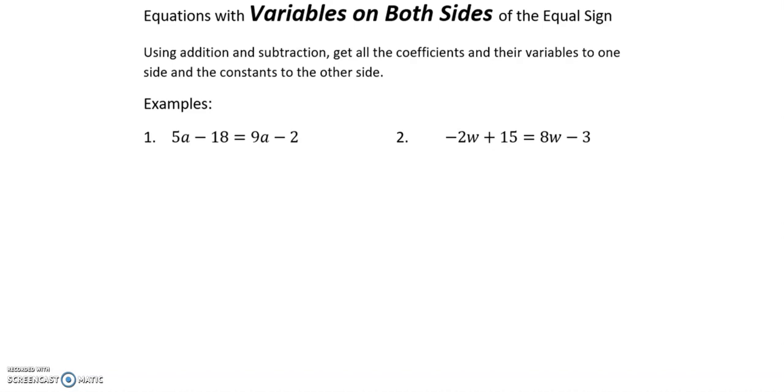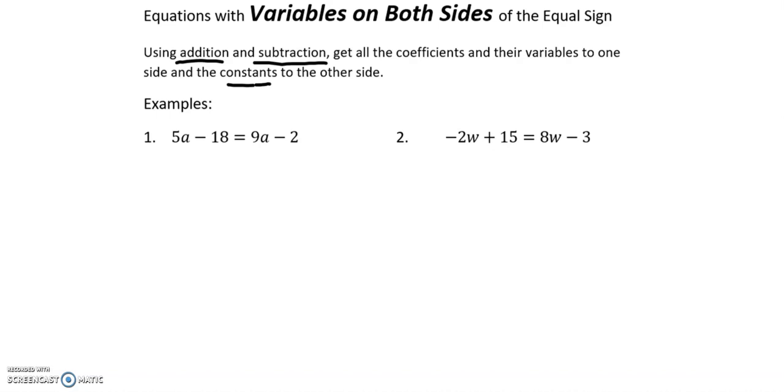Today we're going to solve equations that have variables on both sides of the equal sign, and you just follow the same rules that you always have. Whatever you do to one side of an equation, you have to do to the other side. Your goal is to use addition and subtraction to get all of the variables with their numbers on one side, and the numbers that don't have variables, the constants, to the other side.